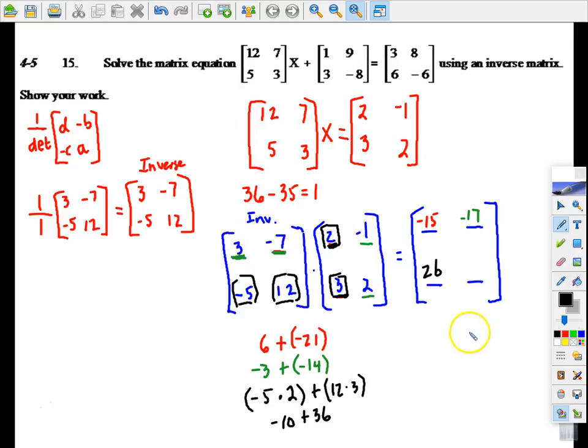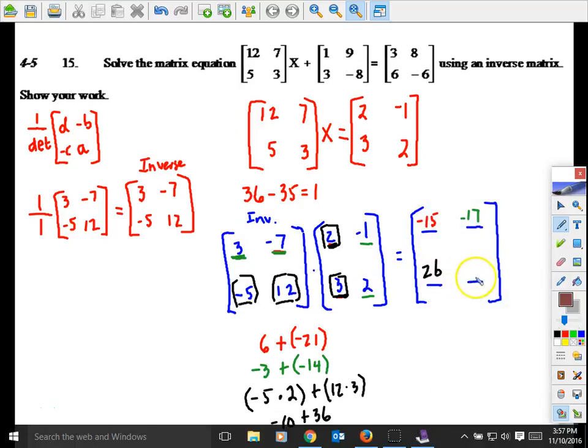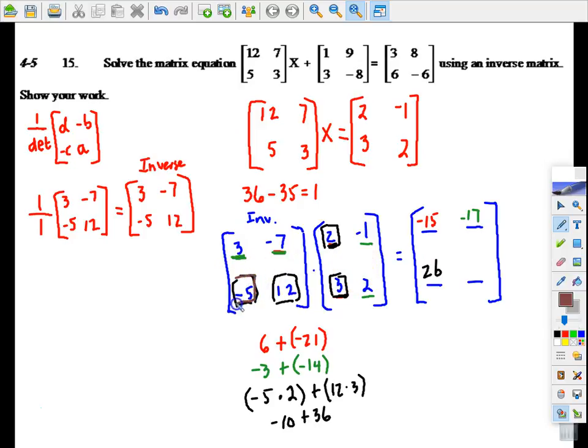Okay, and now we just have one more, and let's try another color here. This is row 2, column 2 of our answer, and so we're going to use row 2, those two elements, times column 2, and match them up. -5 times -1, that's +5, plus 12 times 2, it's 24. And you add those together, and you get 29.